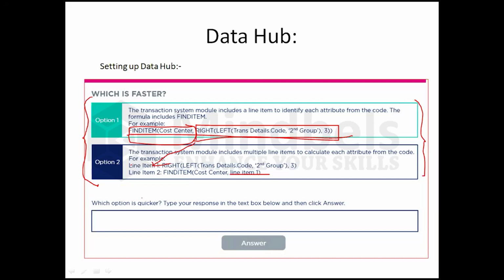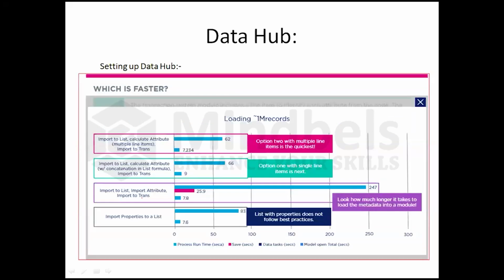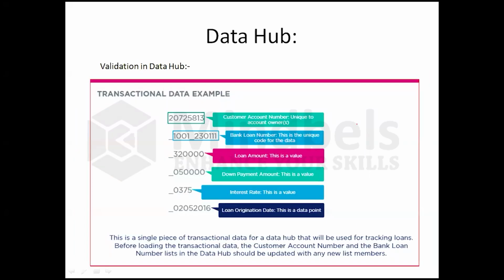Actually, you are correct. Option two should be the faster. And why, when they are showing some analysis, the Anaplan has done some analysis, right? So they are showing you how much difference it makes, based on a different test scenario they have done. Okay. So, transactional data example.